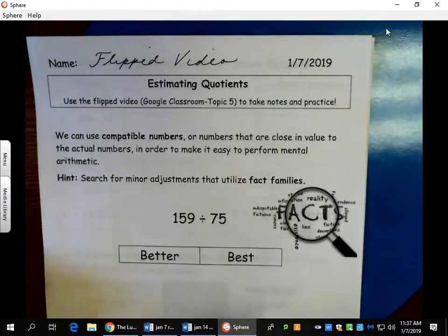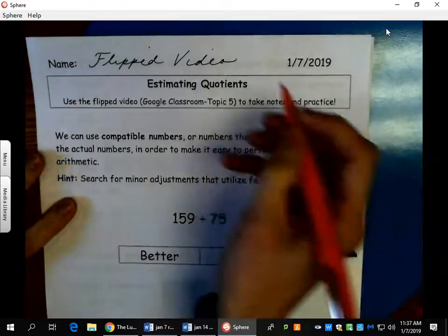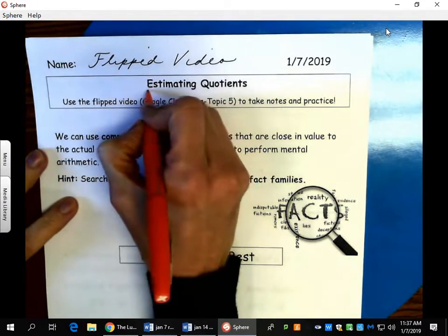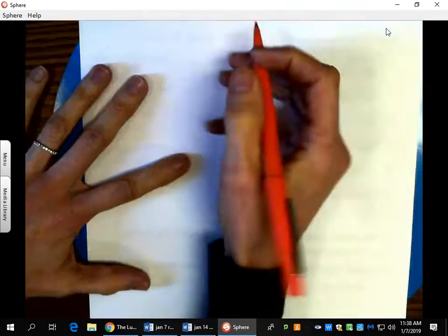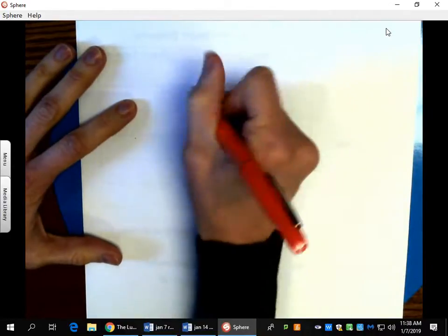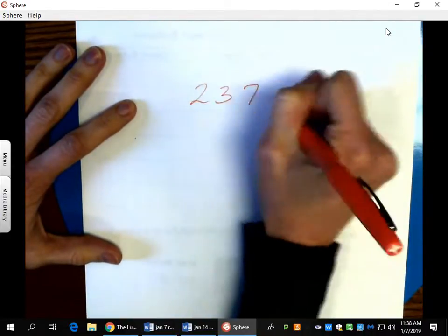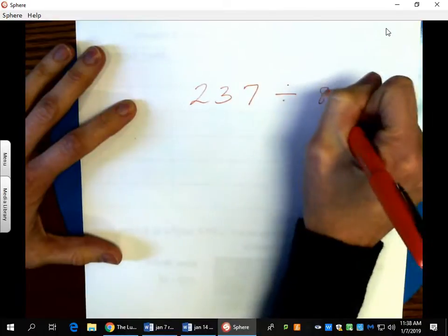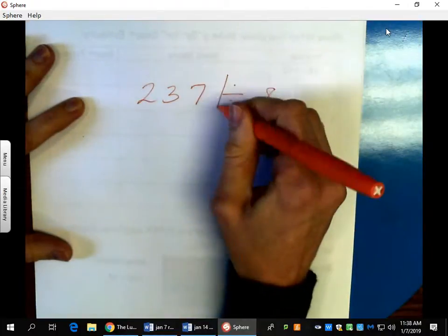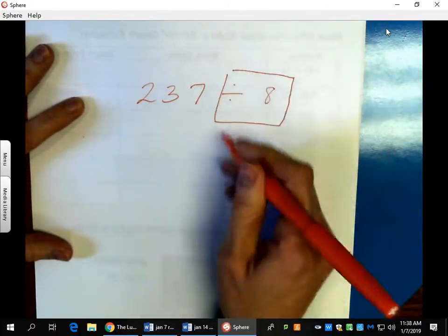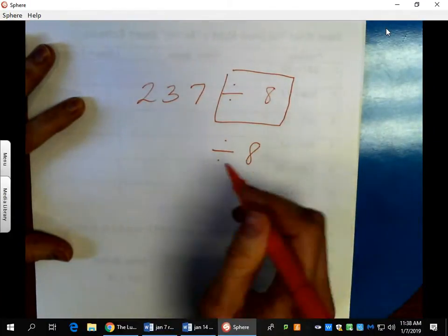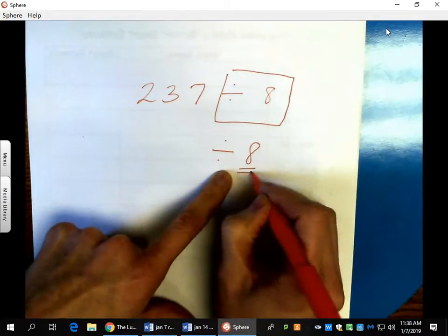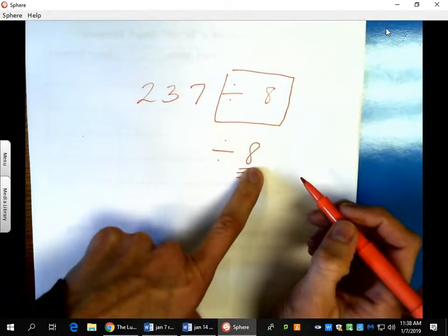Okay, so this is going to be a quick lesson in something that we've already done. We've already done some estimating quotients. For instance, I'm just going to make a totally random problem on the back. If I have 237 divided by 8, we learned to say that it is still divided by 8. We keep that the same, and we look for what 8 works easiest with.